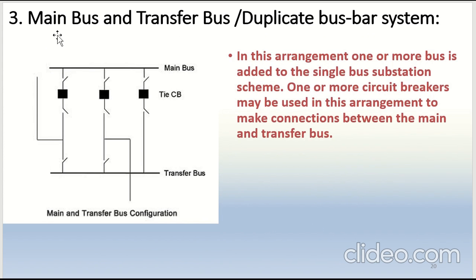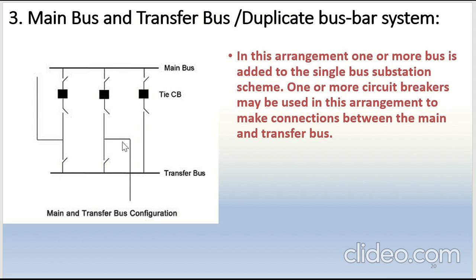The third type is the main bus and the transfer bus, or it is also called the duplicate bus bar system. In this arrangement, one or more buses are added to the single bus substation scheme. One or more circuit breakers may be used in this arrangement to make connections between the main bus and the transfer bus. So basically there are two buses over here. This is called the main bus and this is called the transfer bus.